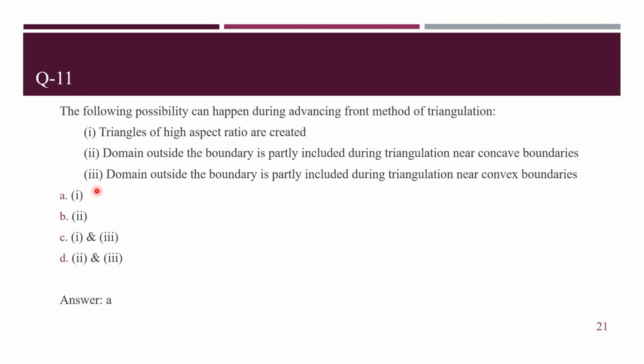We now go into question 12. In question 12, the following possibility can happen during Bowyer-Watson method of triangulation. First one, triangles of higher aspect ratio are created. False, because it happens in the advancing front method of triangulation. Second one, domain outside boundary is partly included during triangulation near concave boundaries. That is true. And third one is domain outside boundary is partly included during triangulation near convex boundaries.